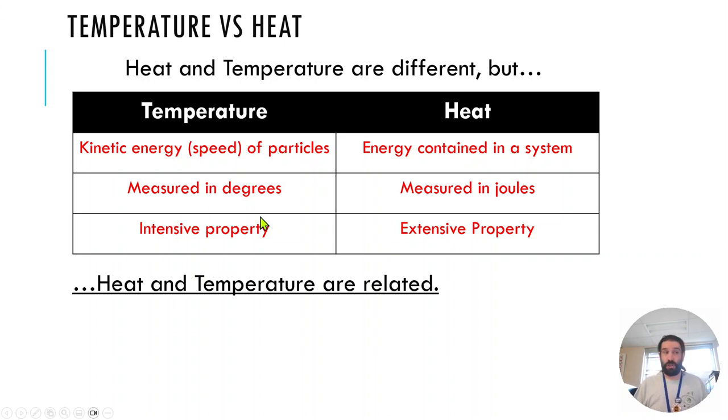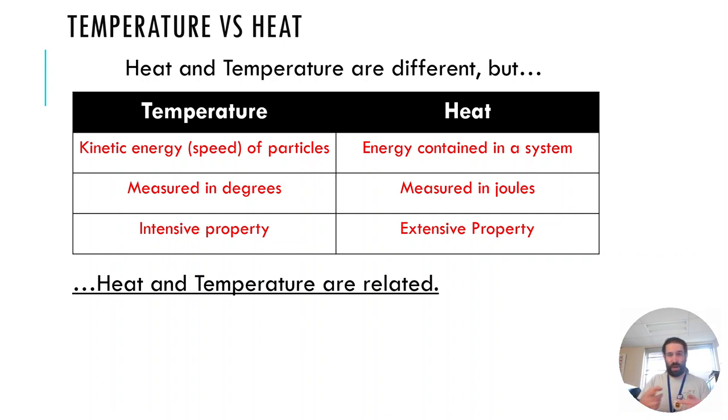Temperature is measured in degrees: degrees Fahrenheit, degrees Celsius, kelvins. Heat is measured in joules, different units for different properties. Temperature is an intensive property, and heat is an extensive property. So remember back from Unit 2, an intensive property is a property that is independent of sample size. In other words, if you add more material, it doesn't change the property.